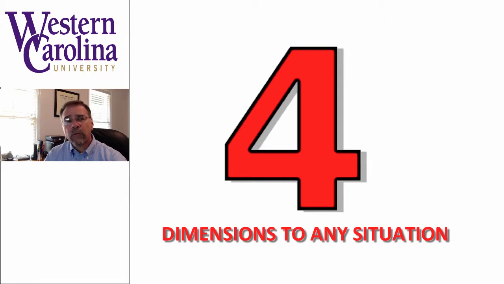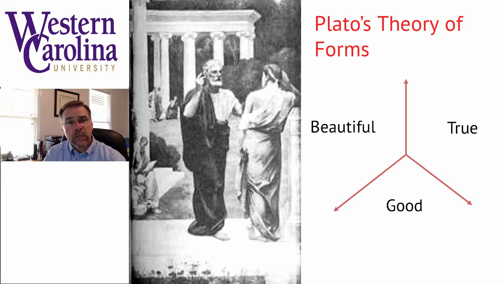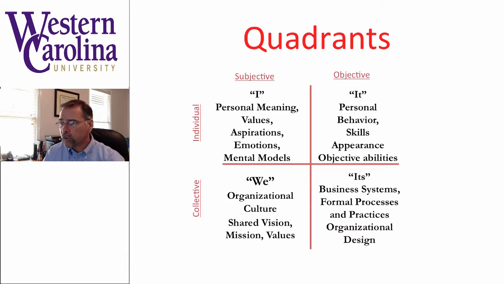If you remember our conversation in one of the very first lectures, we talked about the concept of reality. And we said with any issue, any situation we're looking at, there are 4 dimensions to any situation. And those 4 dimensions actually go all the way back to the time of Plato in terms of his theories of form, where we talked about the good, true, and the beautiful. These concepts, these 4 quadrants, these 4 perspectives you can take are the I, we, it, and its.